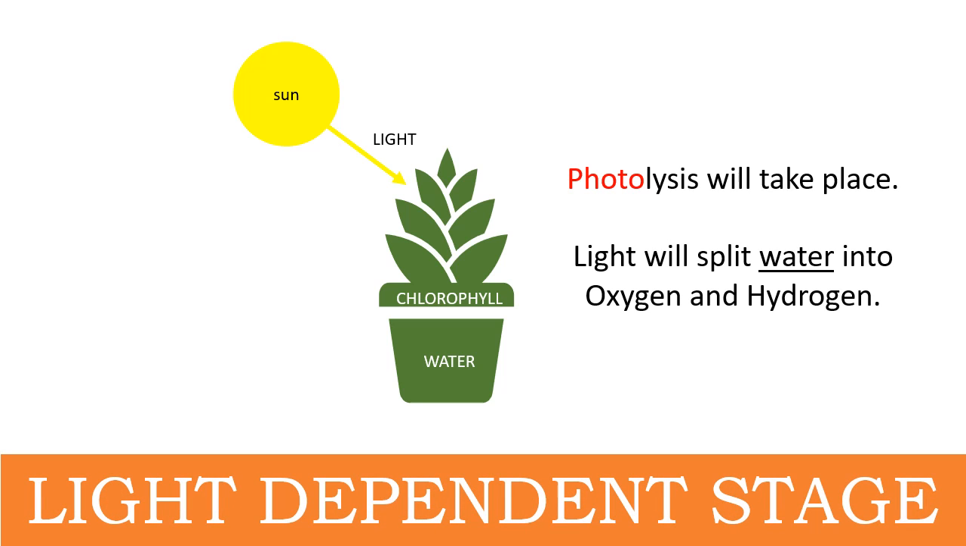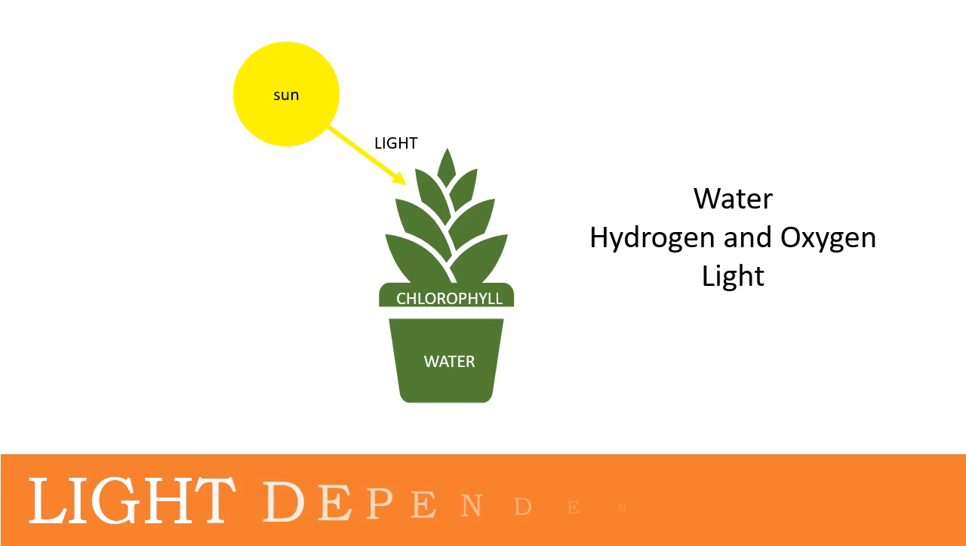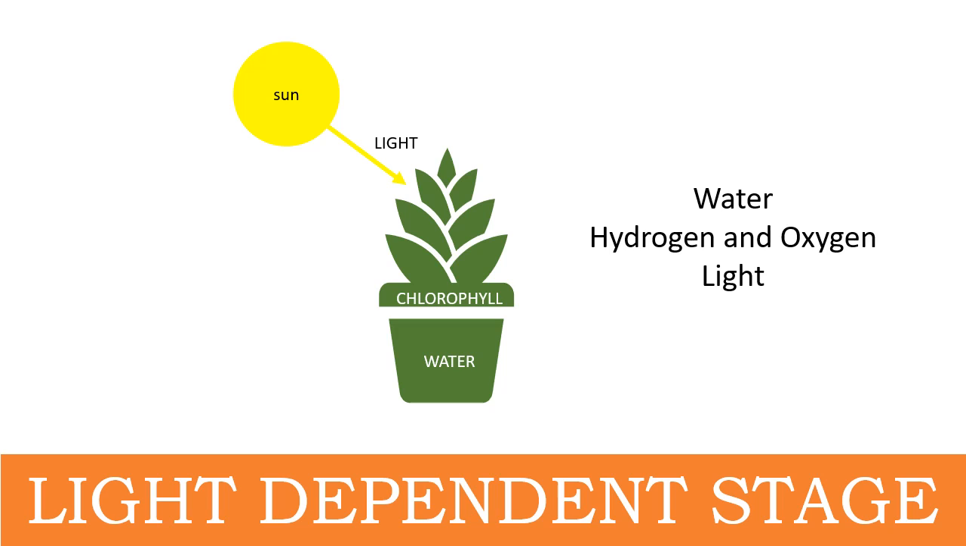During this stage, the organism uses light to split water into oxygen and hydrogen. This process is called photolysis. Water is split into oxygen and hydrogen by light energy coming from the sun. This all happens with the aid of chlorophyll as it traps light.